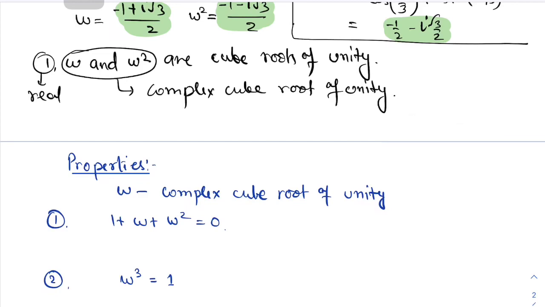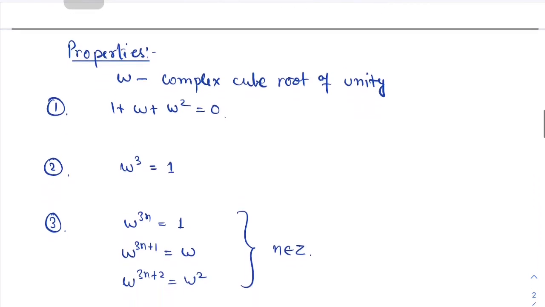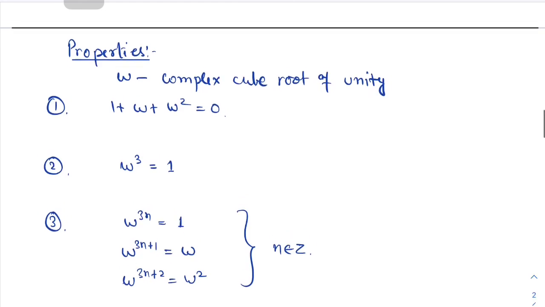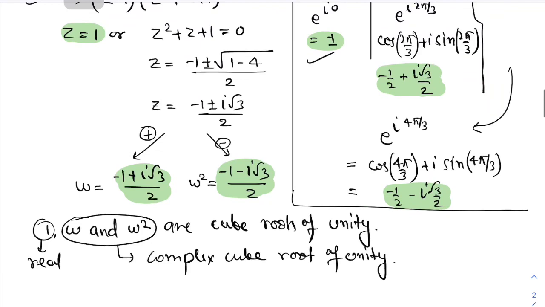Okay. Some very important properties of these cube roots of unity are: the first one is 1 plus omega plus omega square is equal to 0. You can easily prove this property by simply adding these three, the first, second and third. You can add these three and get 0.